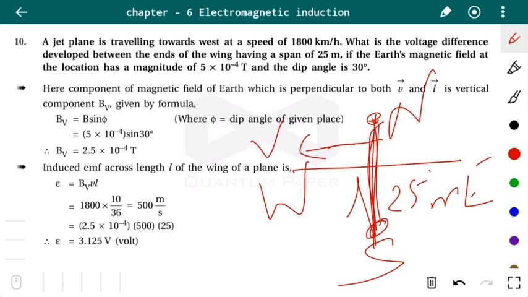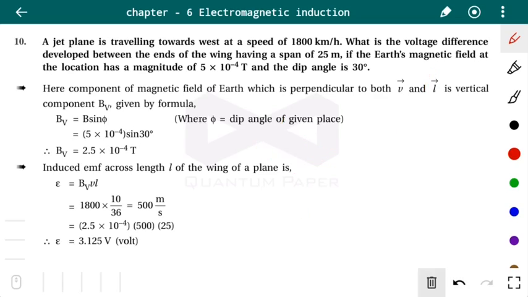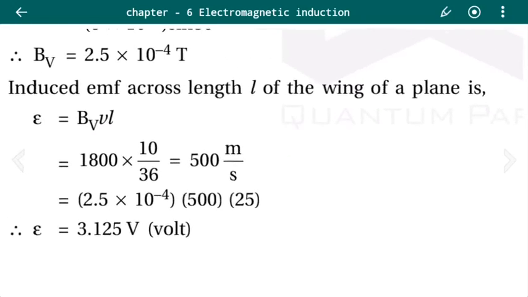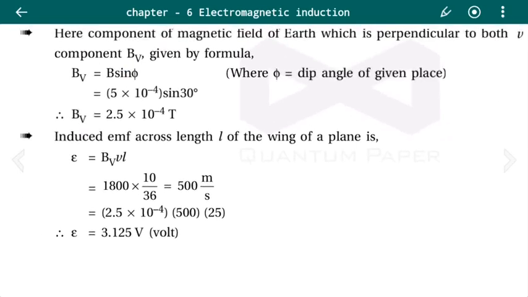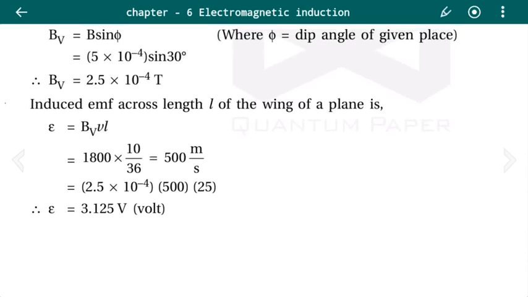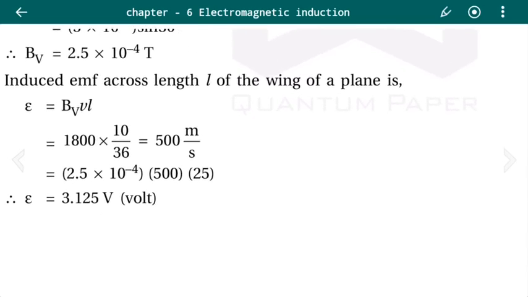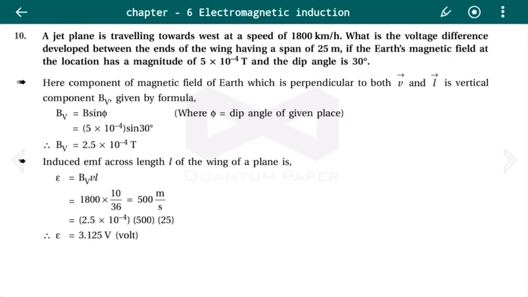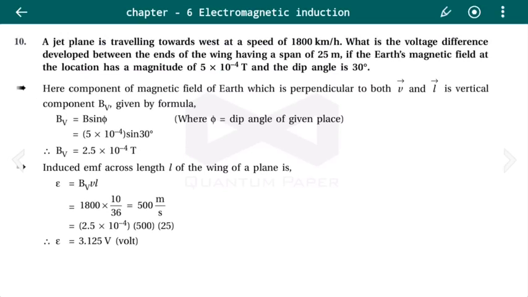Now the induced EMF across the length L of the wing of a plane is B_V into v into L. Now we know the value of this B_V, that is 2.5 into 10 raised to minus 4, velocity is 500 meter per second, and length is 25. So when we solve this, we get 3.125 volt. So students, you may copy down this numerical.